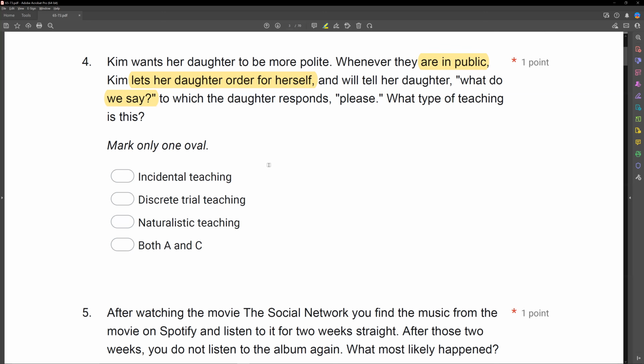What about discrete trial teaching? Well, discrete trial teaching involves rapid delivery of trials and feedback. That's not what's happening here. Just whenever her daughter orders for herself, Kim prompts her and teaches her to say, please. C, naturalistic teaching. Well, we already determined incidental and naturalistic are the same thing. So we look at D, both A and C. That's what we're looking for. What type of teaching is this? Incidental and naturalistic. Our answer here is both A and C.